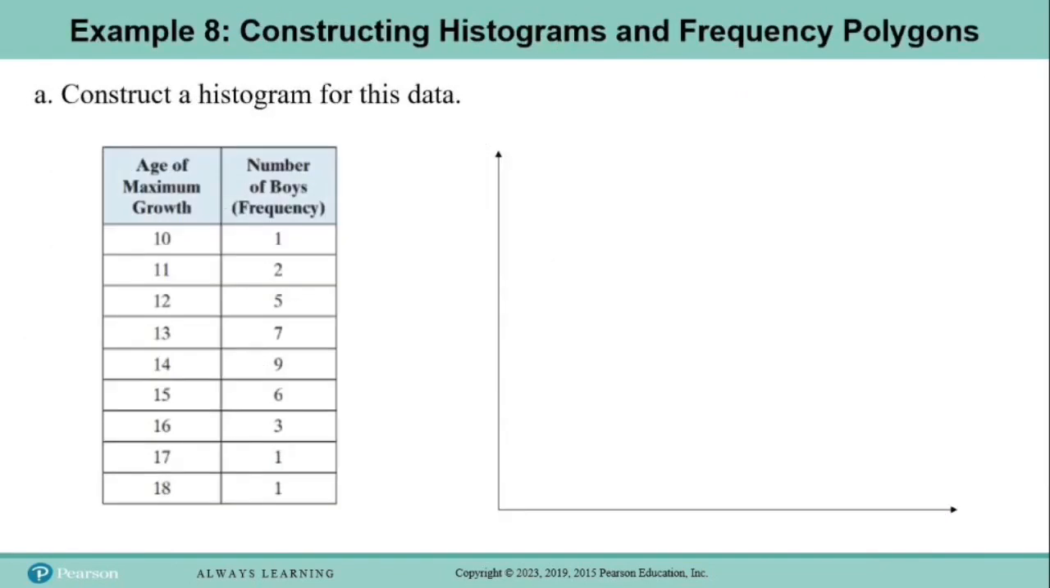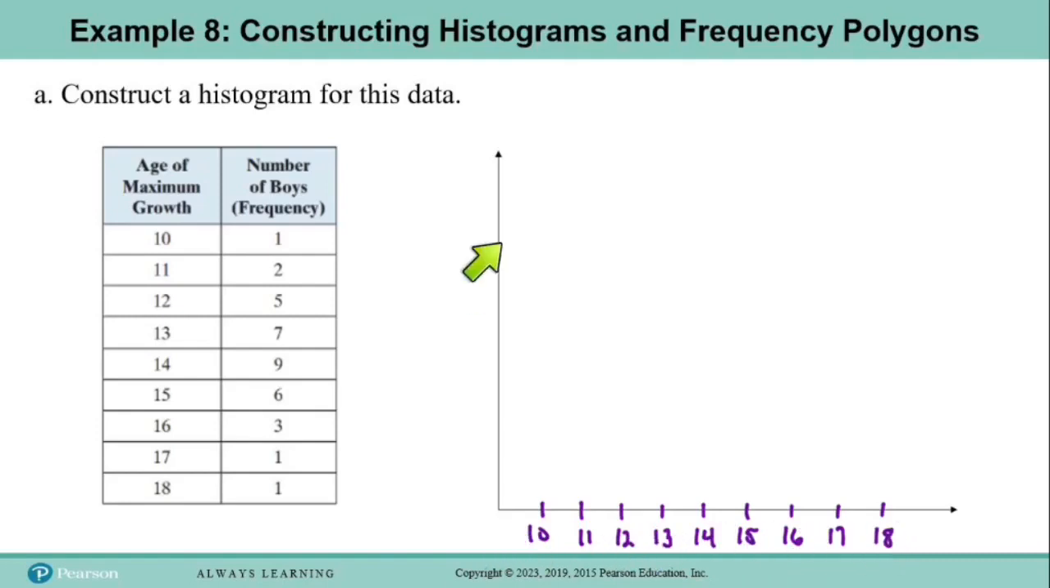Now let's make our own histogram from this frequency distribution, just to give you a flavor of how it's done. We know that the numbers from the left column are the labels that we put on the horizontal axis. So let's go ahead and put a tick mark on the horizontal axis for every number from this left column, and we'll label these 10 through 18.